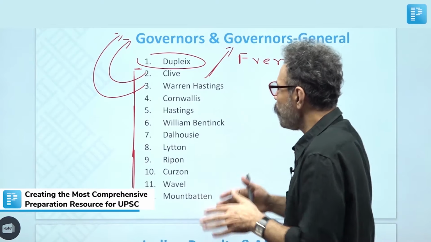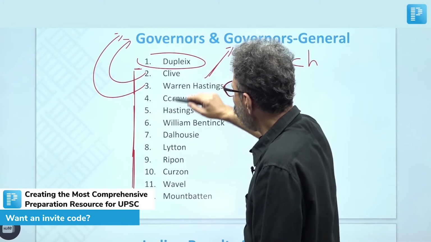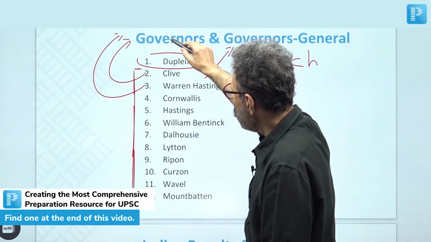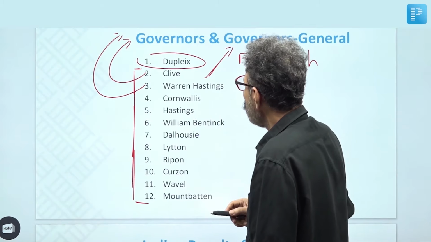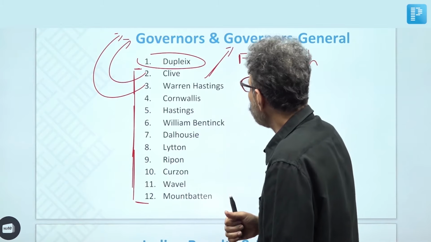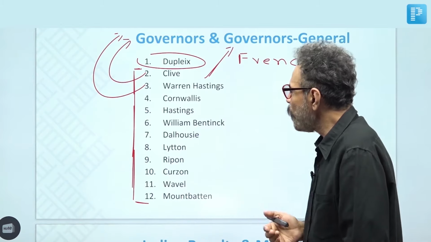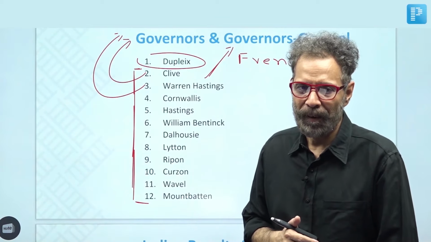But meanwhile, you should have the idea that Clive was Governor of Bengal, Warren Hastings was initially Governor of Bengal, later he became Governor General of Bengal, and then Cornwallis to Mountbatten, they were all either Governor General of Bengal or Governor General of India.